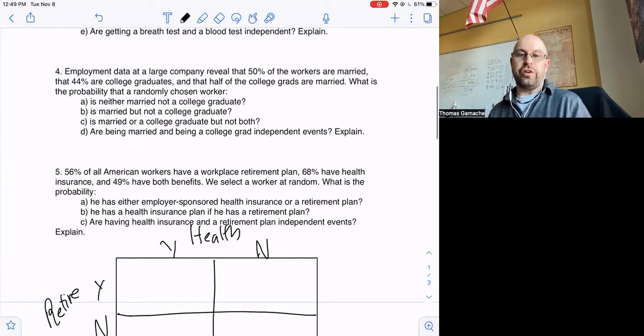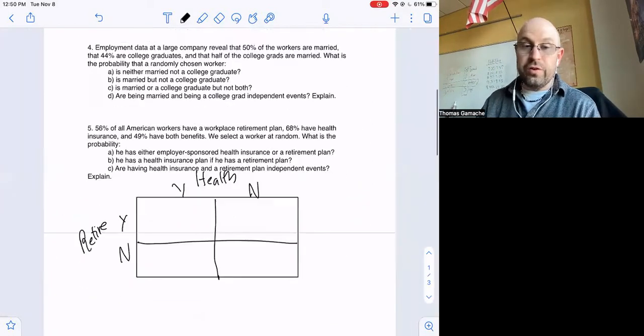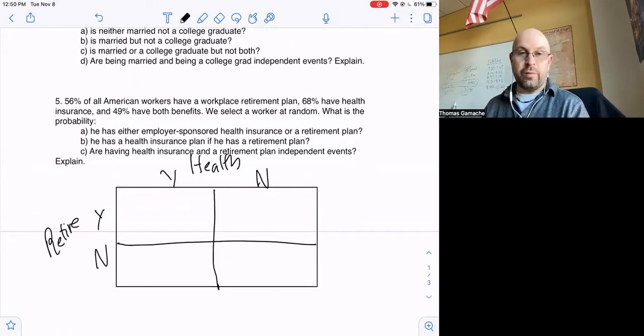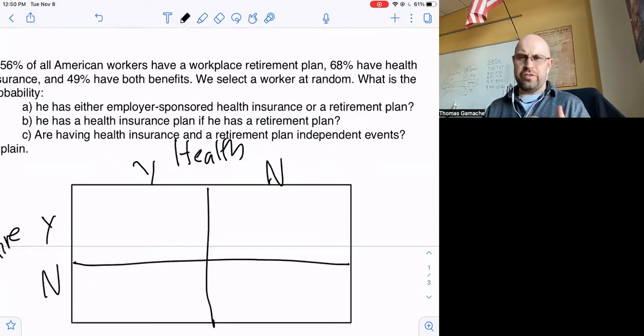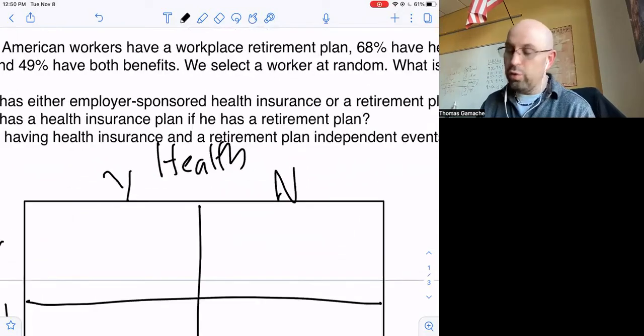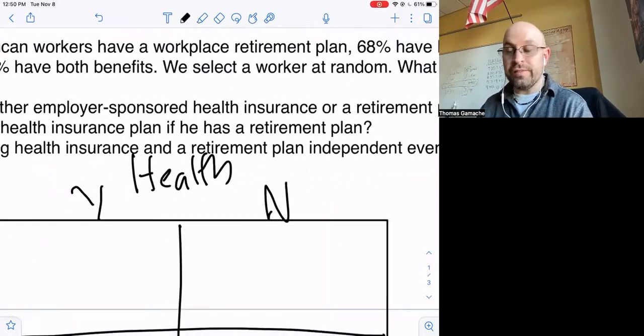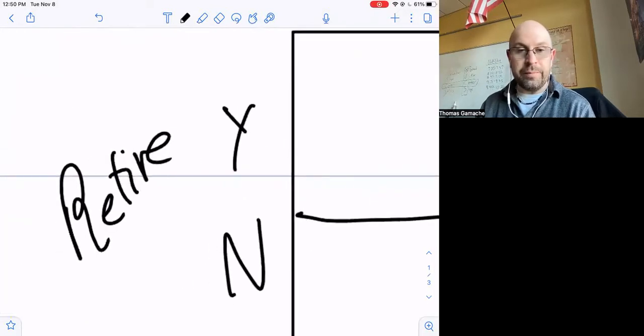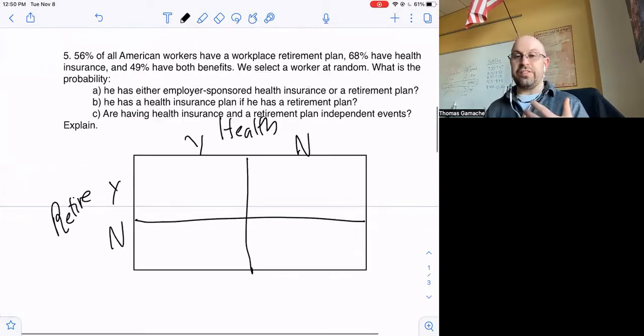We're looking at the same problem where we have 56% of all American workers having a workplace retirement plan, 68% having health insurance, and 49% having both benefits. And we're looking at selecting people at random and getting a probability. So what I'm going to do is fill in what I know based on what I've read in the problem here. And I notice I made a table. This is where some people even struggle. I'm dealing with two variables here. I'm dealing with health insurance. I'm dealing with retirement. And either one would be yes and no.